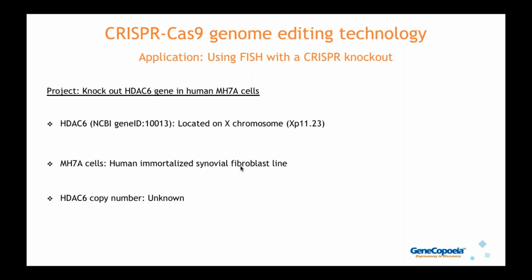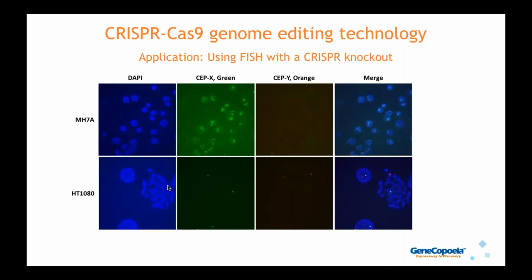And so at the beginning of this project, we did ask the customer, do you know how many copies of this gene there are in the cell line? It was part of the initial consultation process. And the customer says, well, I actually don't know. Well, it's a good thing we asked this question, as you'll see momentarily. So we did a FISH experiment using GeneCopia FISH probes that recognize the X chromosome in this cell line, and that's shown here.